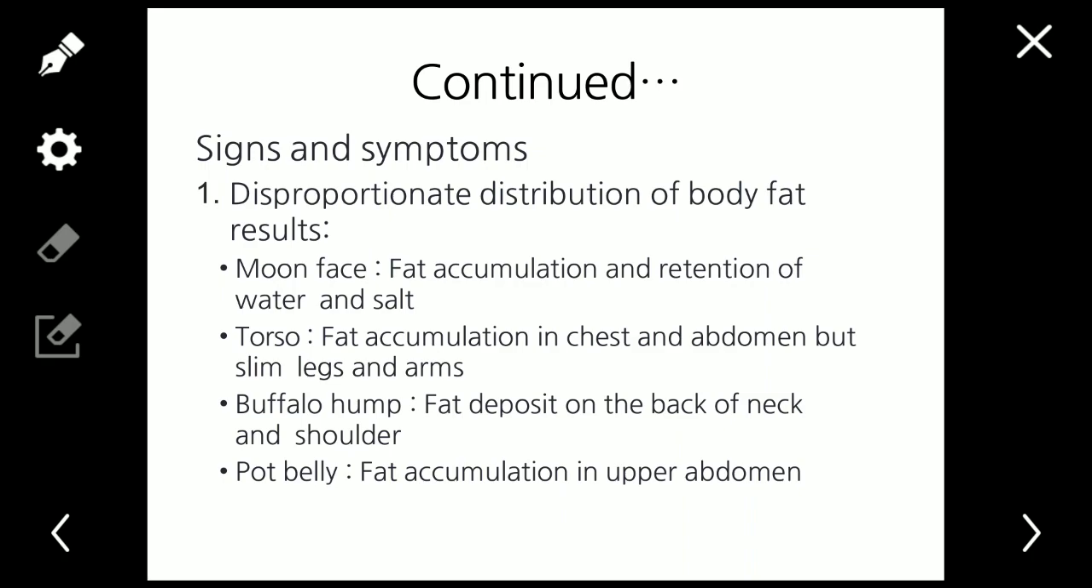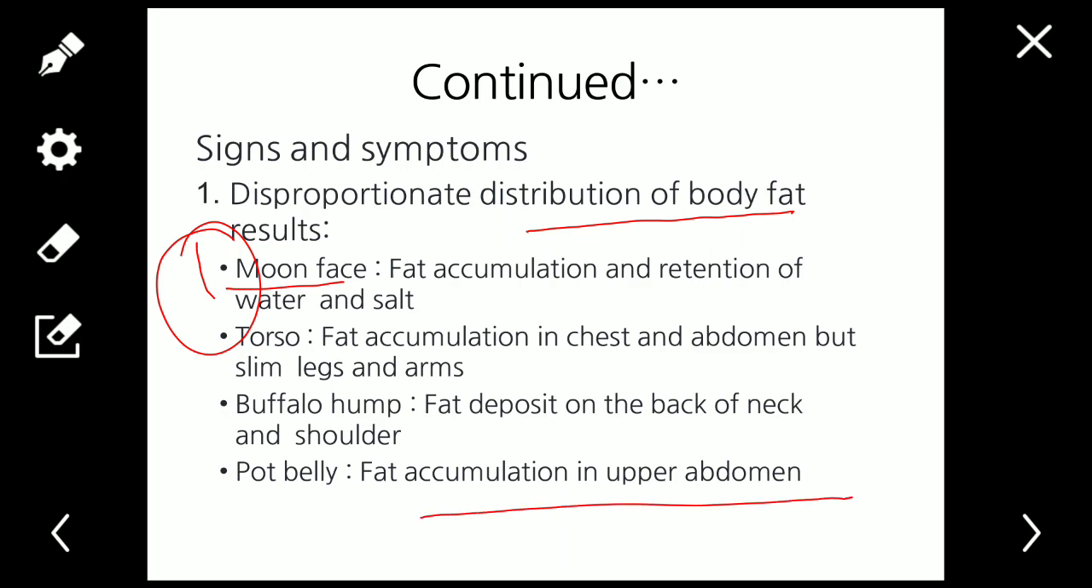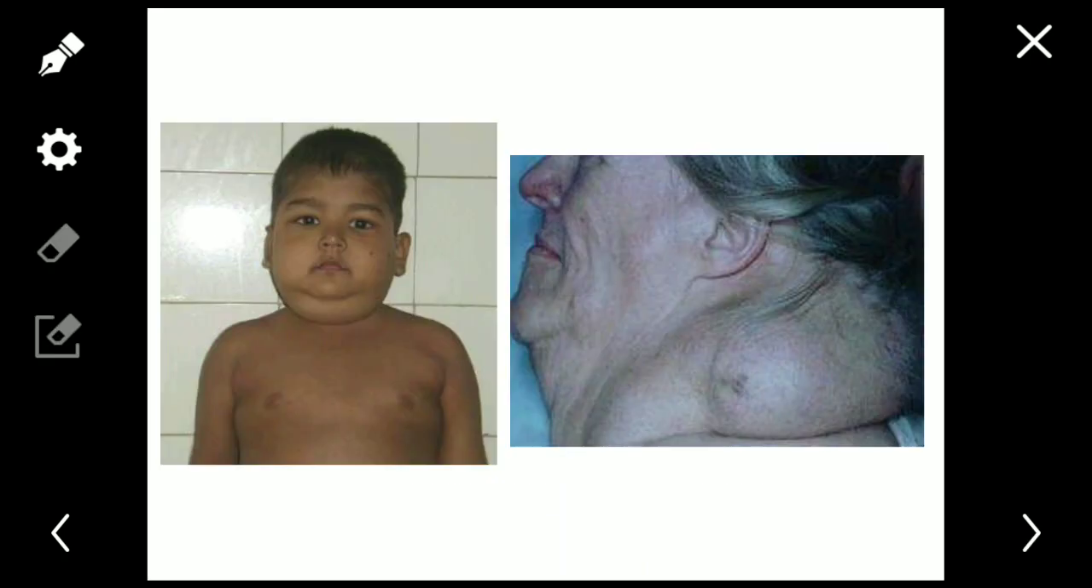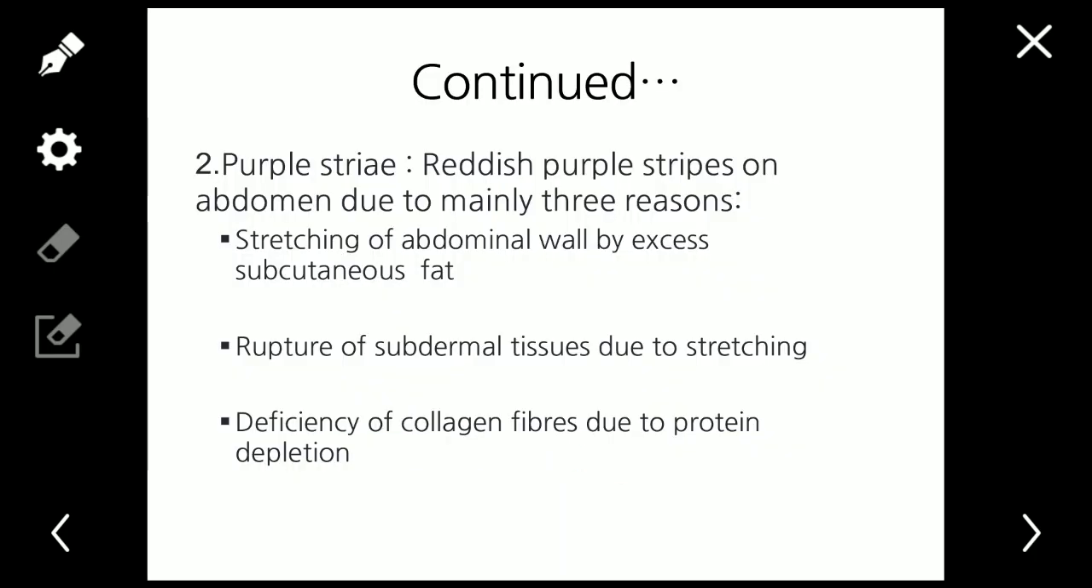So signs and symptoms: these patients will have peculiar signs and symptoms, a disproportionate distribution of body fat resulting in moon face, very very important, fat accumulation and retention of water and salt in the face. Torso, that is fat accumulation in chest and abdomen but slim legs and arms. Buffalo hump, fat deposit on back of the neck and shoulder. Pot belly, fat accumulation in the upper abdomen due to excessive secretion of adrenocorticotrophic hormone. So this is a moon-like face, this is a fat accumulation in the neck, buffalo hump.